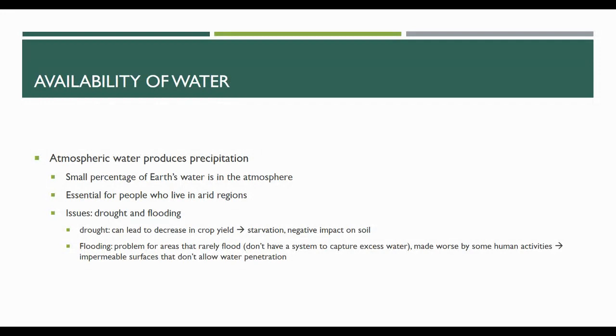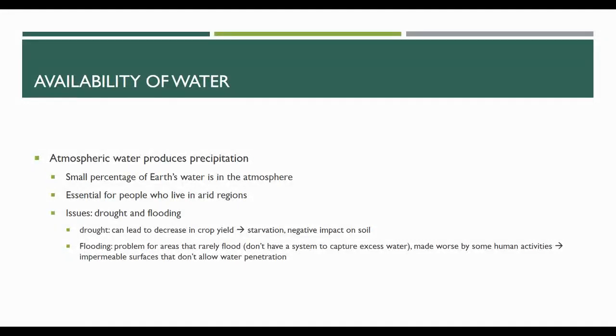Drought can lead to a decrease in crop yield, which does lead to starvation of humans and other organisms, and it does have a negative impact on soil. The soil is going to dry out and not be as nutrient rich and not be able to support as many living things.